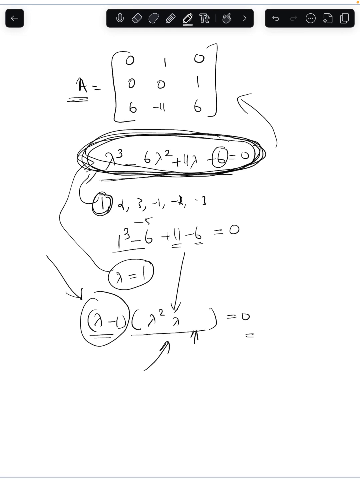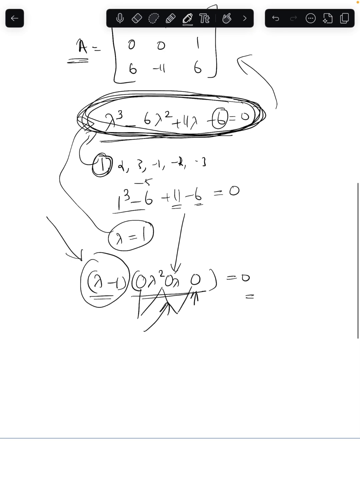To find this quadratic polynomial, we need to find its coefficients and the constant. We need to find these two numbers. I am going to use a technique to find the coefficients of this quadratic polynomial.